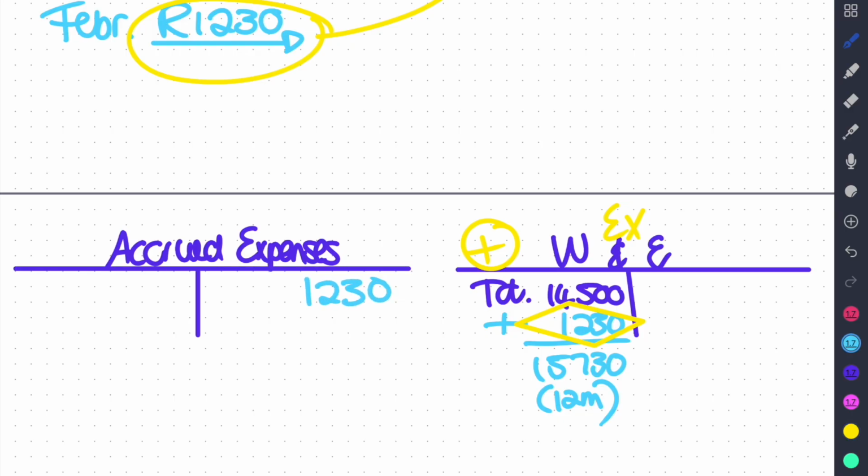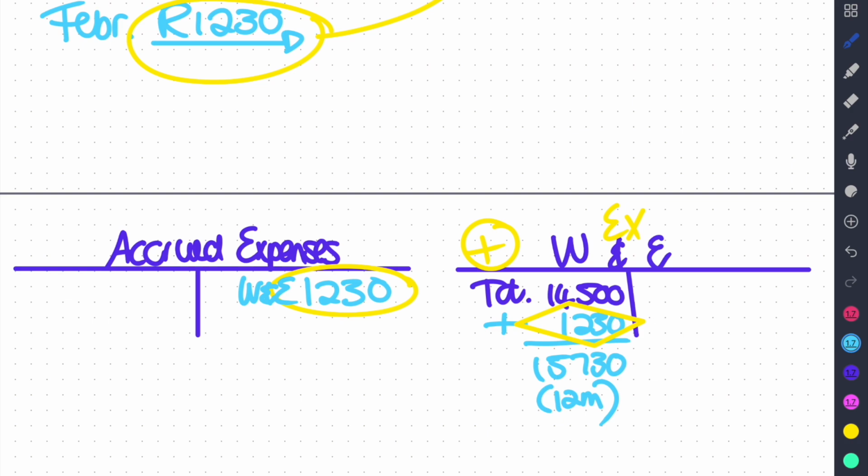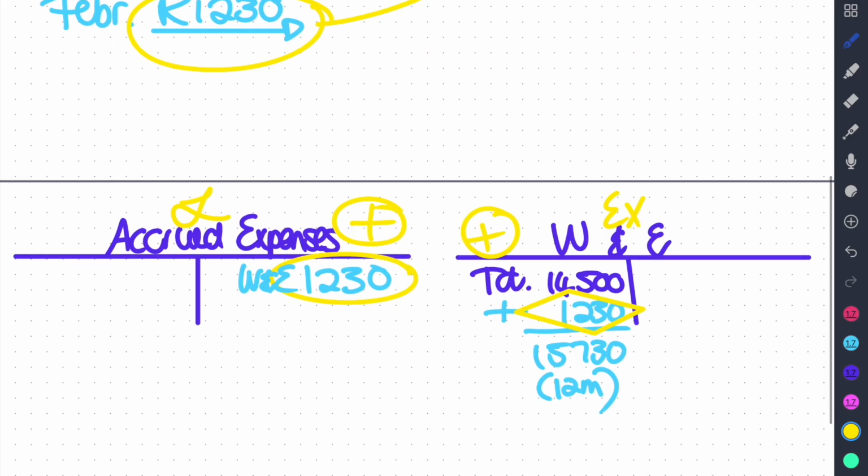And I'm going to try and just make a circle. Water and electricity is your details. And why? The question is, why would I be crediting this account? This is now money I owe. Remember, I'm behind. I still have to pay it. So accrued expense is seen as a liability.